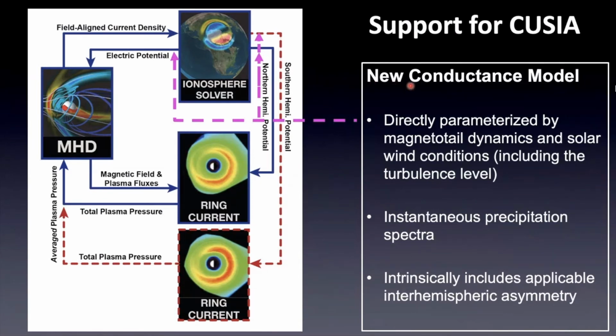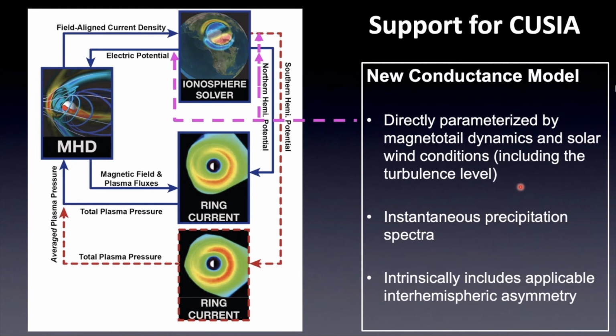And also, as I said, this conductance model from our work will implicitly incorporate any interhemispheric asymmetry, so that it can directly resolve or explain these asymmetries from inner magnetosphere dynamics or from the other magnetospheric phenomena. So I think that's pretty much it.